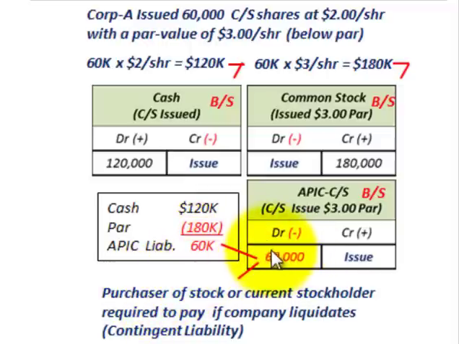So then there can be other legal ramifications to it, but I'm just showing you what we mean by this contingent liability. Okay, so that takes care of issuing our stock at a par value with the issue costs and how it would be recorded, and what we're talking about with this contingent liability involved.